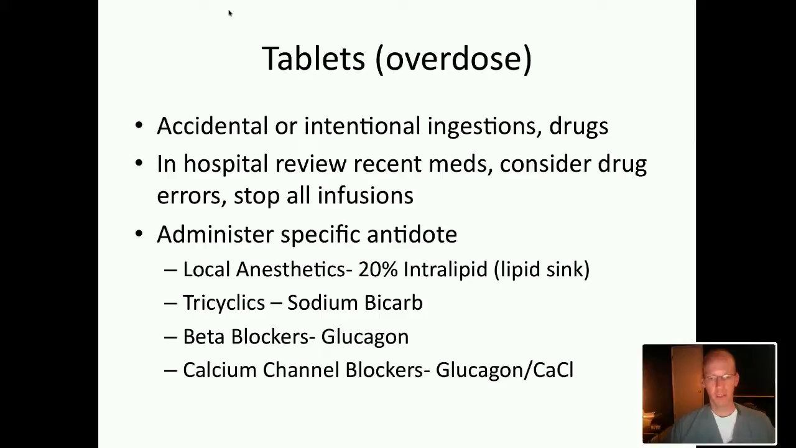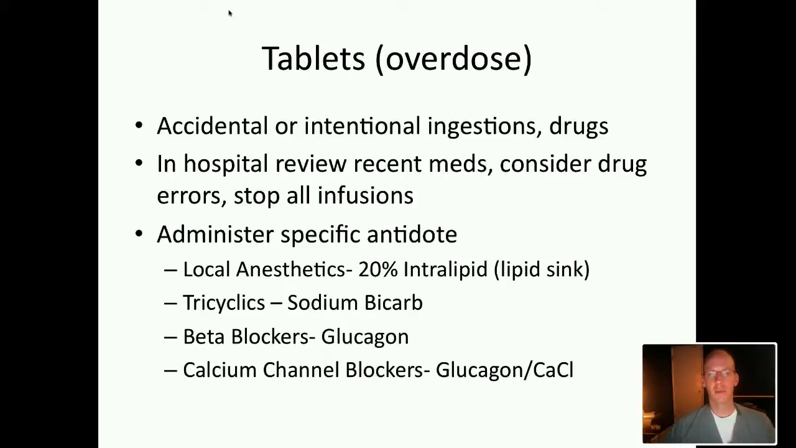Of note, this lipid sink theory, 20% Intralipid, works for a lot of different agents. It's been reported for other calcium and sodium channel blocking agents, even for tricyclics. So something to think about for any of these drug overdoses. It may be useful, something to explore further.